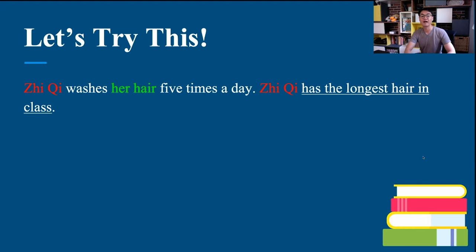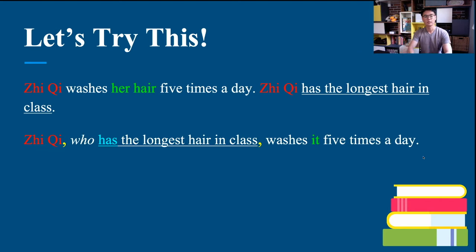Ziqi washes her hair 5 times a day. Ziqi has the longest hair in class. Okay, so first of all, the subject is Ziqi, right? Very good. Second of all, additional information about the subject: has the longest hair in class. That's the additional information. Okay, so let's go ahead. Ziqi, comma, so always remember the first comma comes after the subject. Who has the longest hair in class.